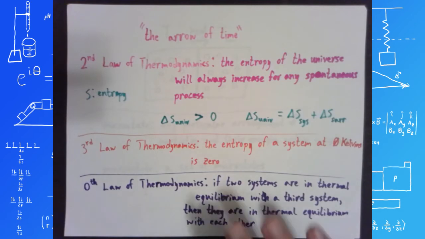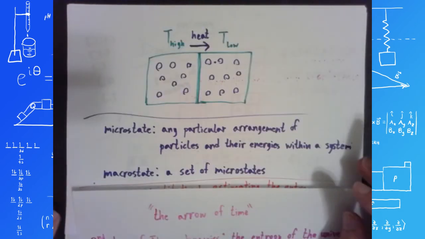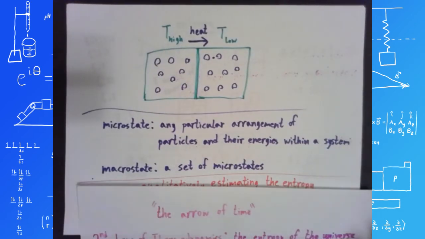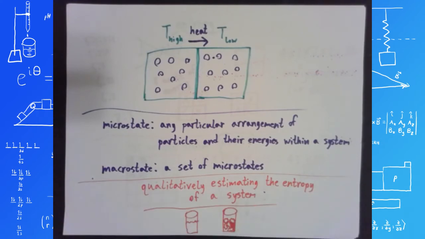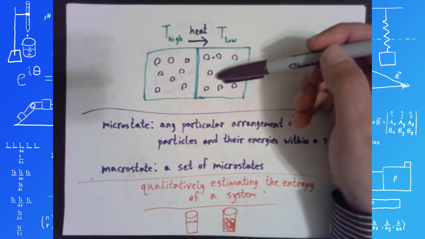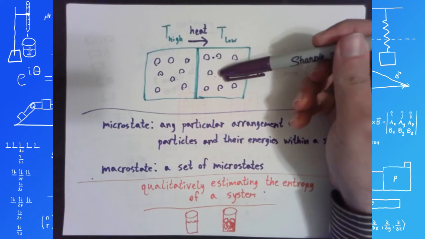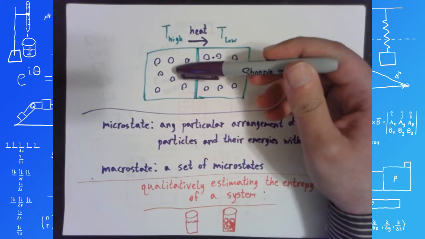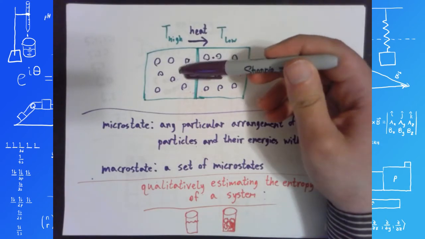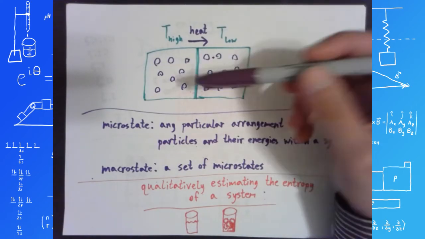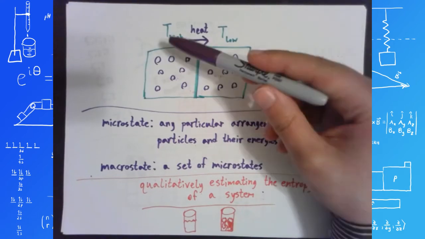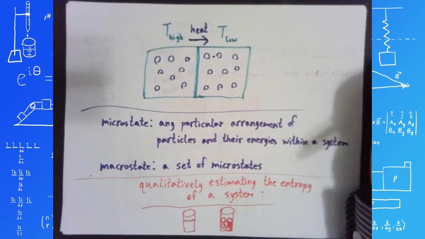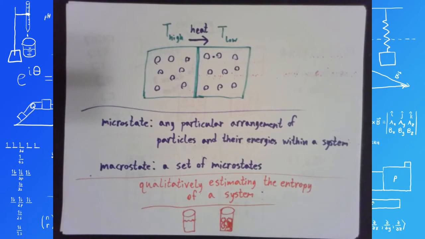So, earlier we were talking about heat flow and how heat flows from high temperature to low temperature, and how some heat could actually flow from the low temperature system to the high temperature system, but because more heat goes from high to low, overall the heat flows from the high temperature object to the low temperature object.